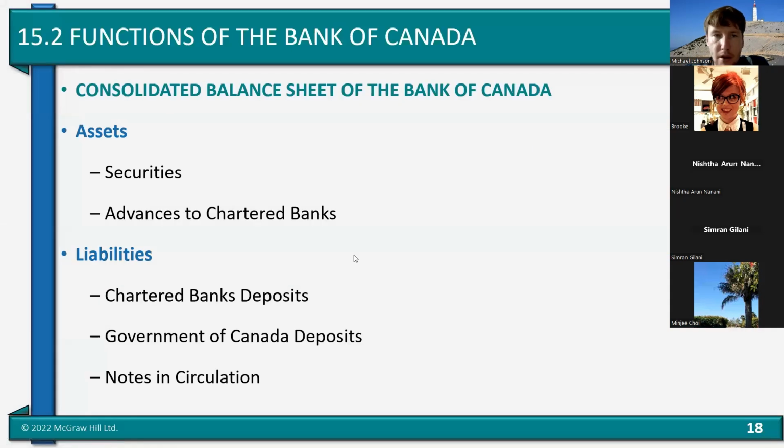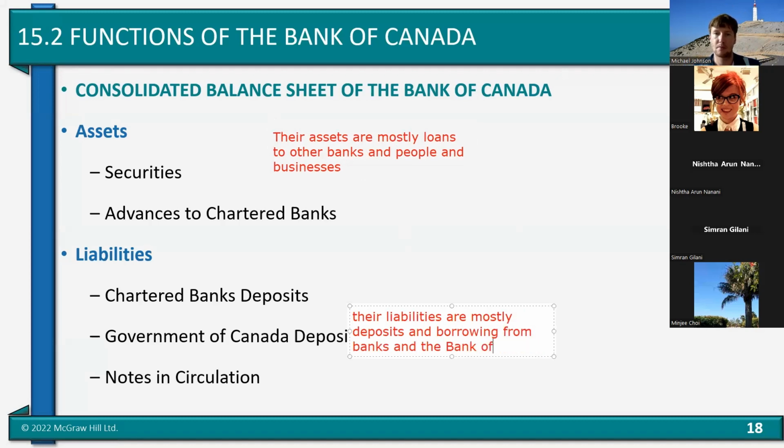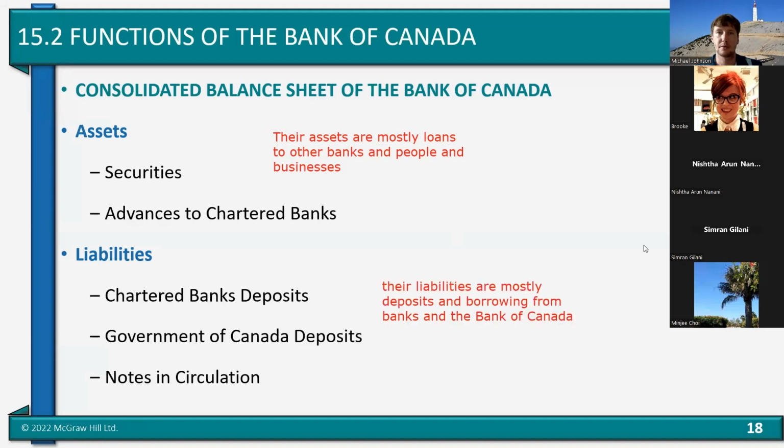The consolidated balance sheet of the Bank of Canada has assets, which are securities and advances to chartered banks. For the most part, their assets are mostly loans to other banks, people, and businesses. Their liabilities are mostly deposits and borrowing from banks and the Bank of Canada. That's how their balance sheet is mostly made up. I'll post this in the chat here.